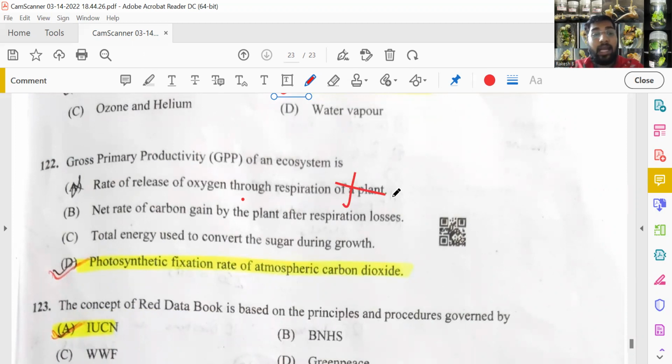Next option, net rate of carbon gain by the plant after respiration losses. This is also somewhat wrong. Carbon is not gained, carbon is liberated. So this is also wrong. Total energy used to convert the sugar during the growth. This also does not have anything to do with GPP. So the gross primary productivity is the amount of oxygen that is released while taking in carbon dioxide. That is, the photosynthetic fixation rate of atmospheric carbon dioxide is called gross primary productivity, or GPP, of an ecosystem.